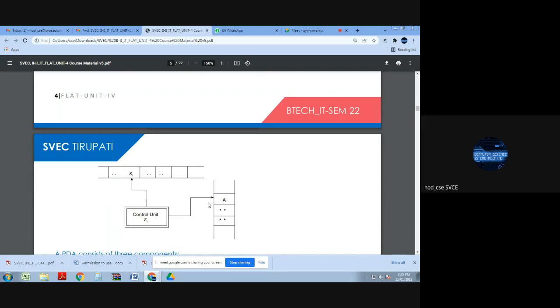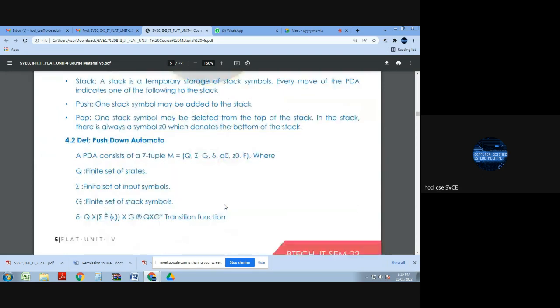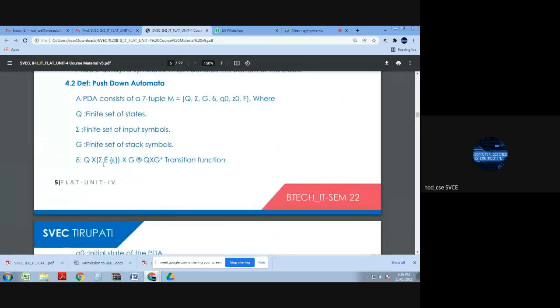In that stack we have input stack symbols. Now we need to consider that one also. So that's why Q into sigma into gamma. Gamma in the sense stack symbols. Sigma is input symbols. Gamma is stack symbols. Tends to Q into gamma star. Q represents what is the next state. So Q will be the next state.